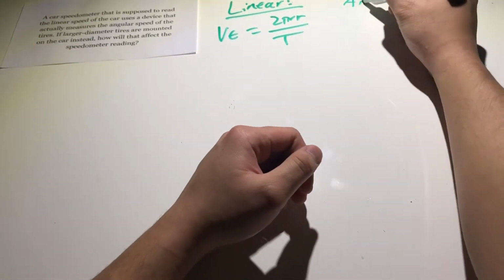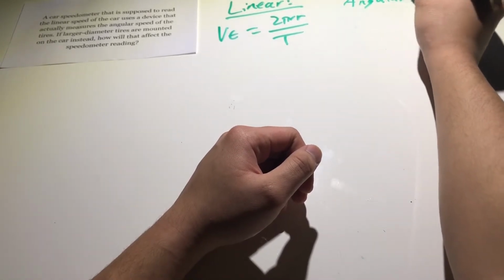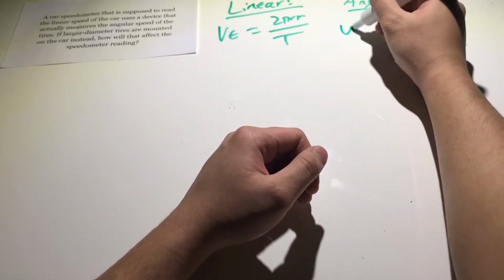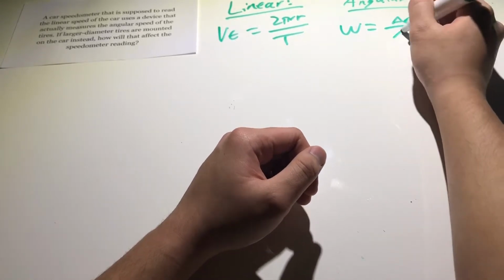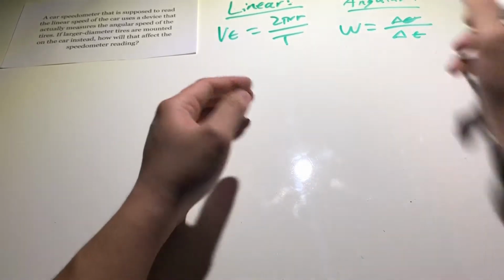Now angular speed, on the other hand, is calculated by angular displacement over change in time.